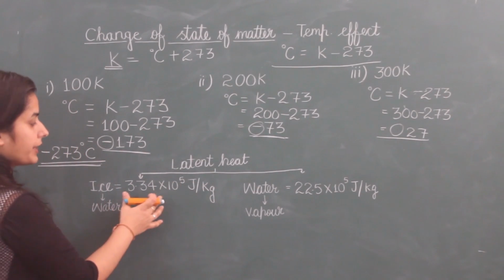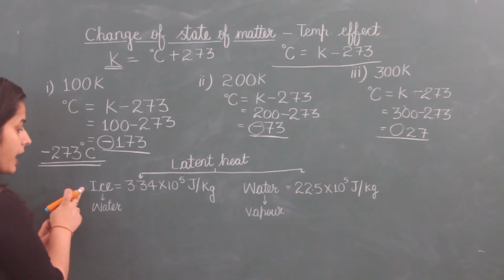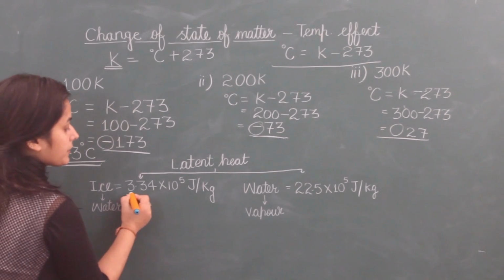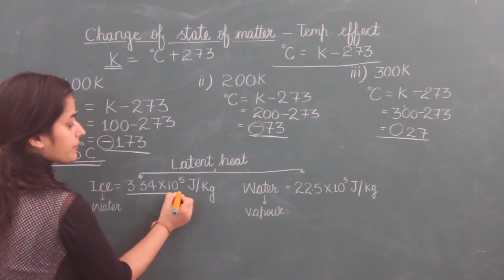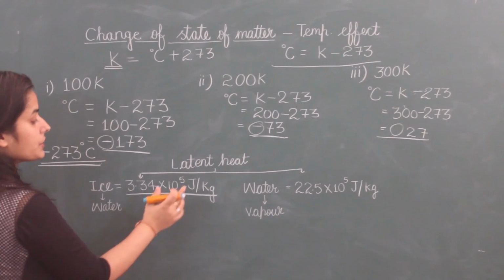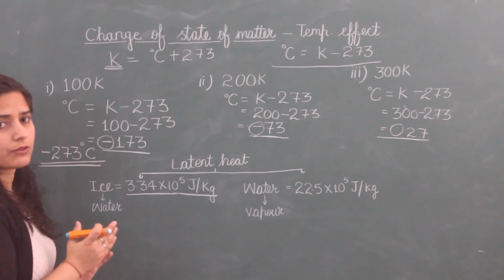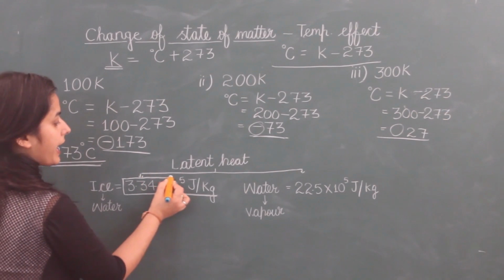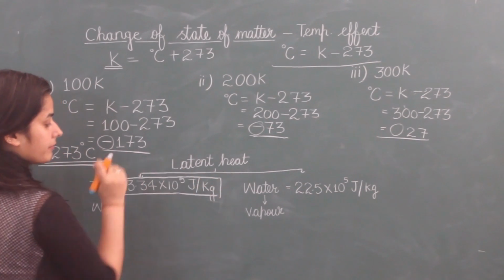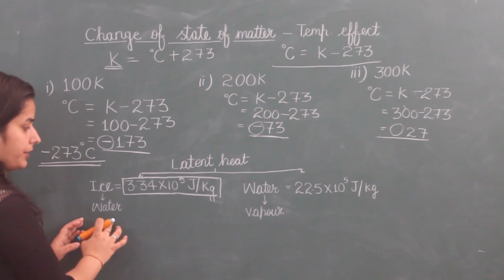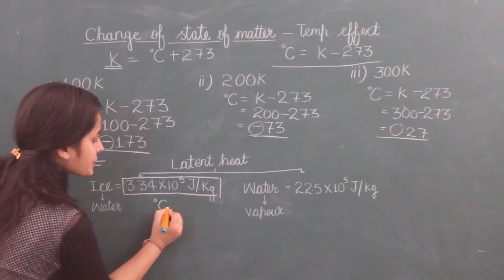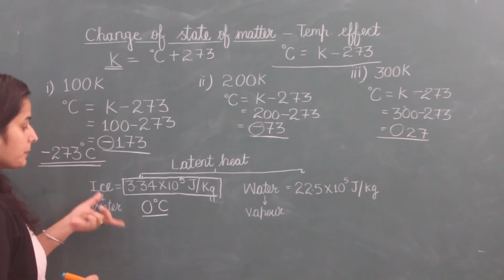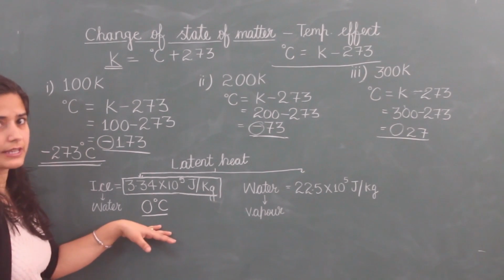There is a fixed value of latent heat for when ice is converted into water: 3.34 into 10 raised to power 5 joule per kilogram. That means for 1 kilogram of ice, we have to give this much heat. At this heat only, this ice will convert into water. And at this time, the temperature will remain constant, that is 0 degrees Celsius. Complete ice converts into water at 0 degrees Celsius.